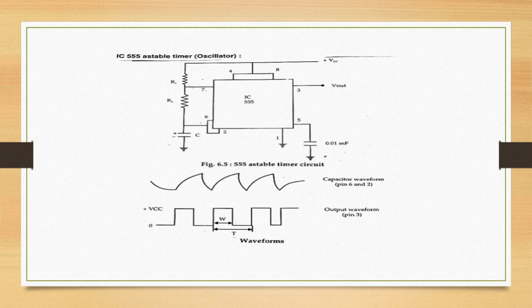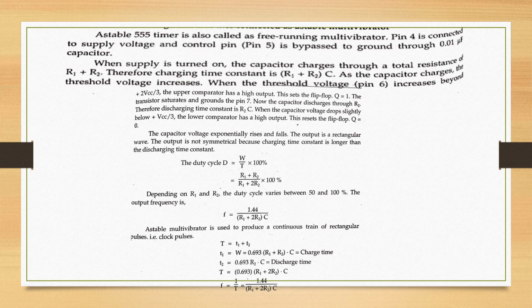The output waveform shows that, again depending on charging and discharging of the capacitor, we can observe the output waveform. Now this is the working of the astable 555 timer. Here the duty cycle, that is W upon T, is the main thing. Duty cycle depends on width. Width is nothing but the on time, and total time period T is equal to T on plus T off. It also depends on the values of the 2 resistors. So D is equal to (R1 plus R2) divided by (R1 plus 2R2).